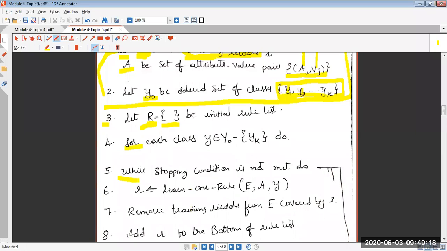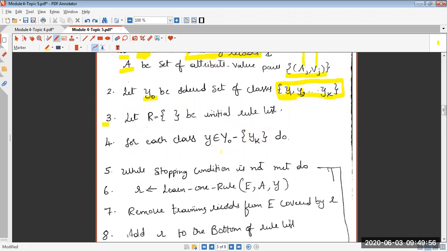So both are iterative. Please do not get confused about what is happening. The outer for loop is taking a class, you can see here. From the list yk, the outer for loop will take a class y that belongs to y naught. Meaning that in the first iteration, the for loop will take y1. In the second iteration, it will take y2. Third iteration, it will take y3.